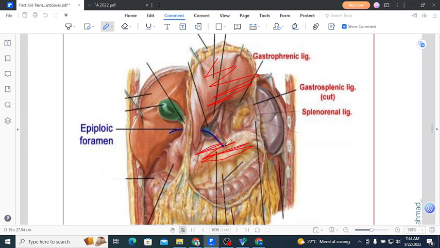and also we have reached the anterior surface of the pancreas, which is lying over here, and we have also reached the lesser sac, because the epiploic foramen was going to the lesser sac, and by cutting the gastrocolic ligament, we have also entered the lesser sac.